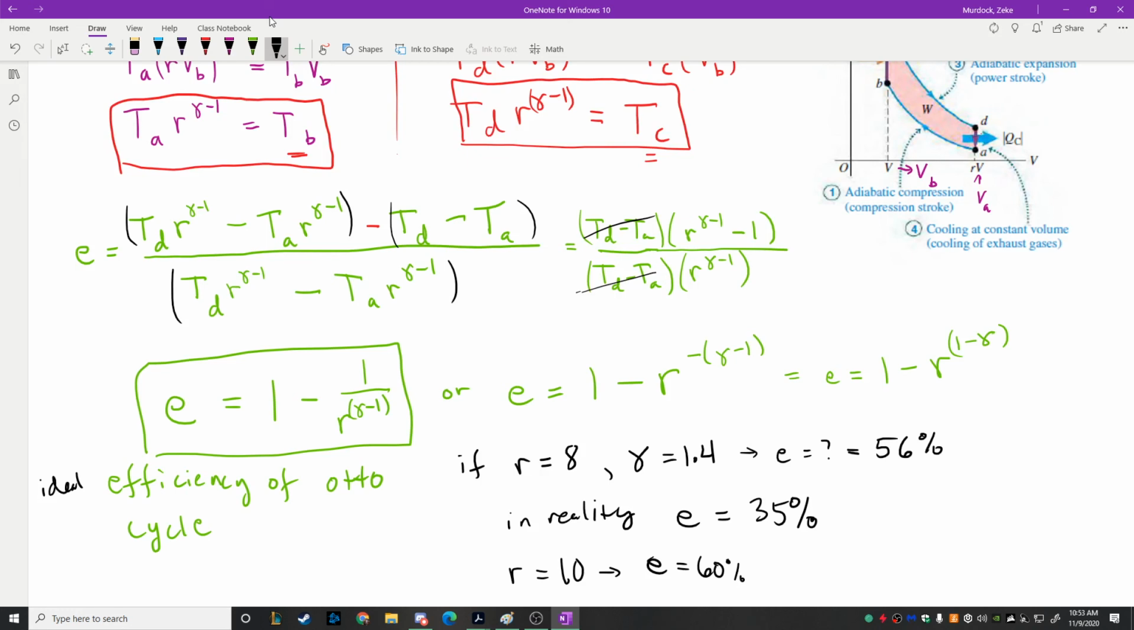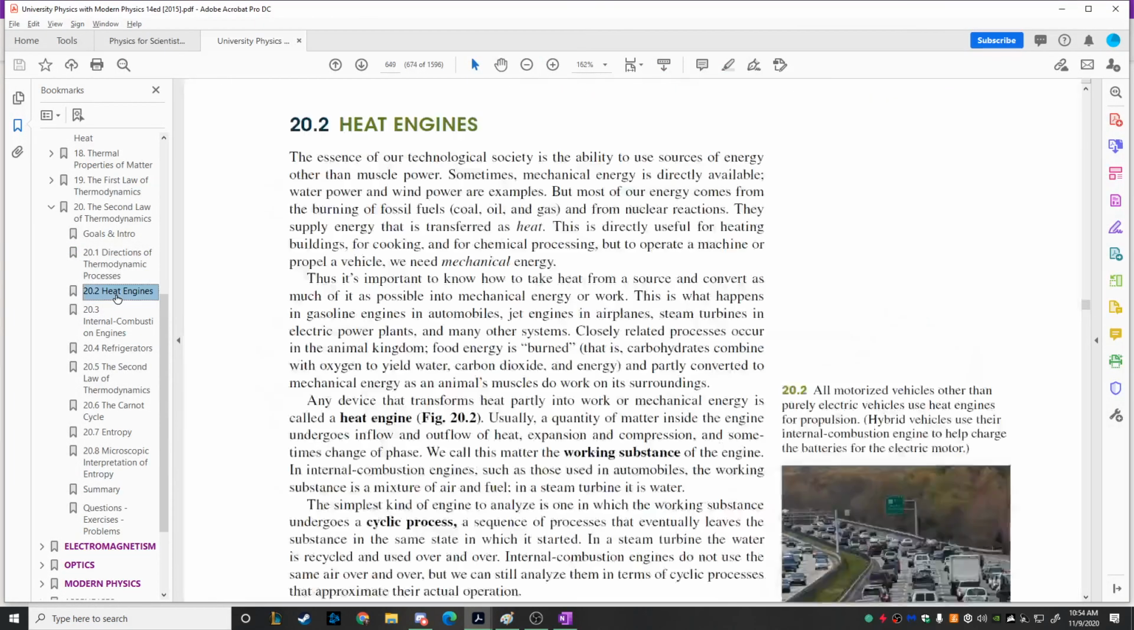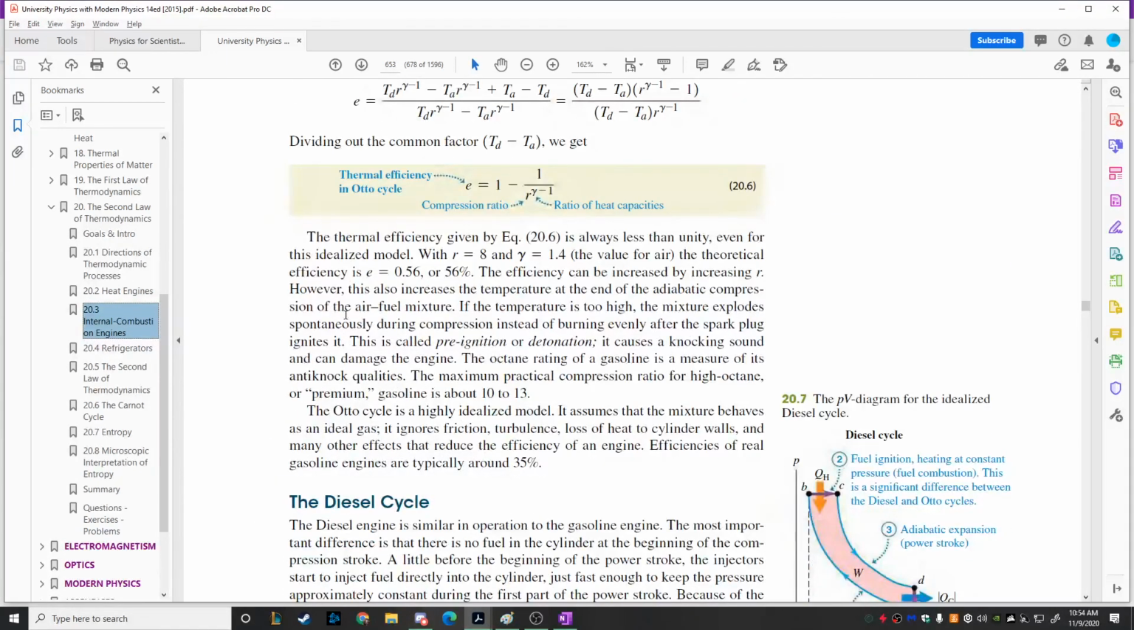So your book mentions something about if it becomes too large. What did they say? I'd have to pull the book back up real quick to remember. Something about you could cause the whole system to explode or something like that. I can't remember exactly what they said now. Here, it's back here. Internal combustion engines. Here it is. So the efficiency can be increased by increasing R. However, this also increases the temperature. Yeah, it increases the temperature at the end of the adiabatic compression of the air-fuel mixture.